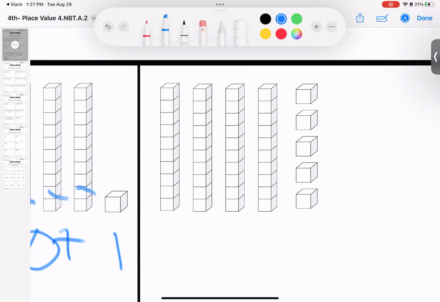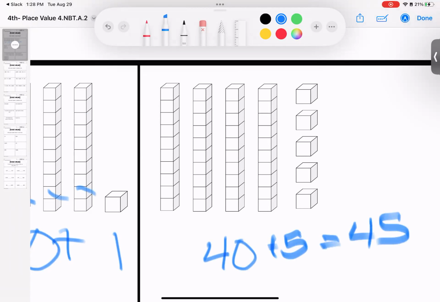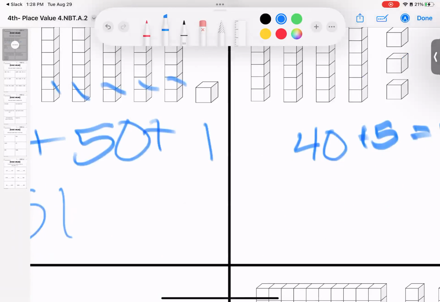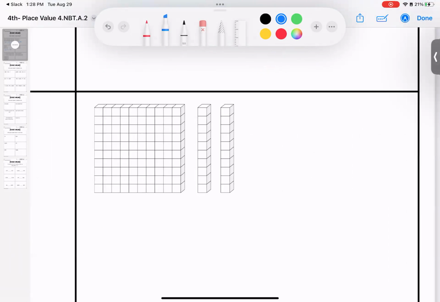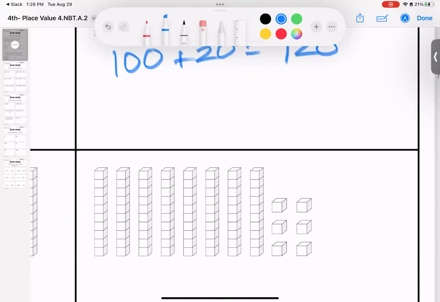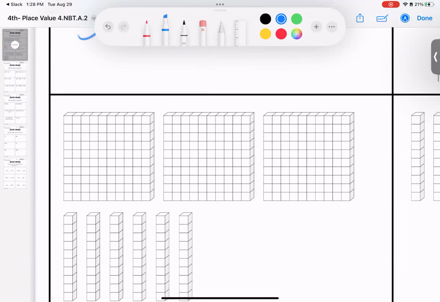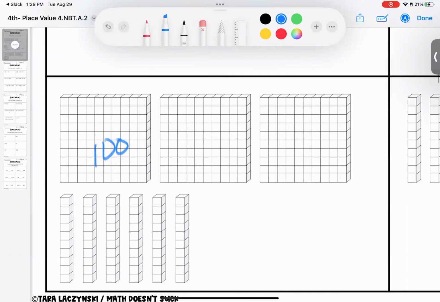Over here, just tens and ones. I have 4 tens or 40, and then I have 5 ones. Put it together. My number is 45. Sliding down, 3 tens and 3 ones, or 33. Over here, we have 100 and 2 tens, or 120.